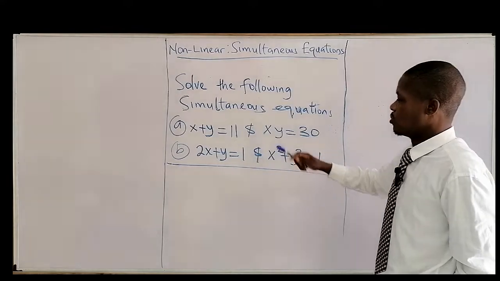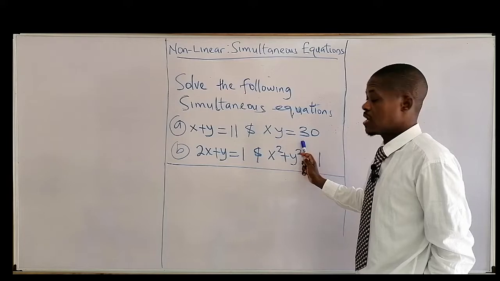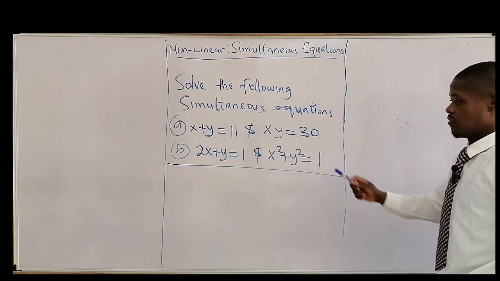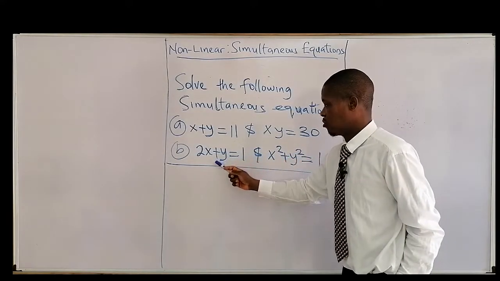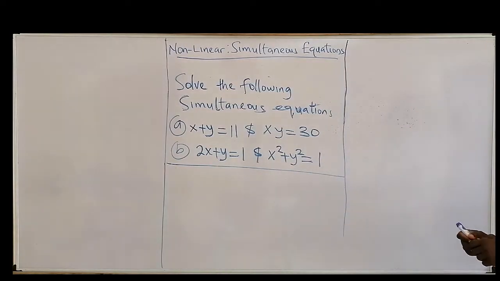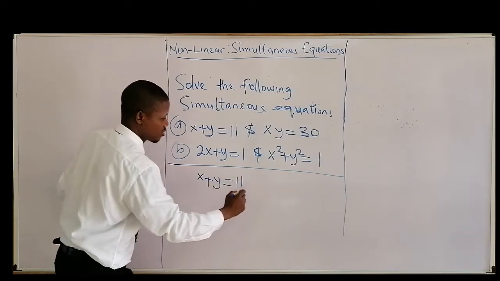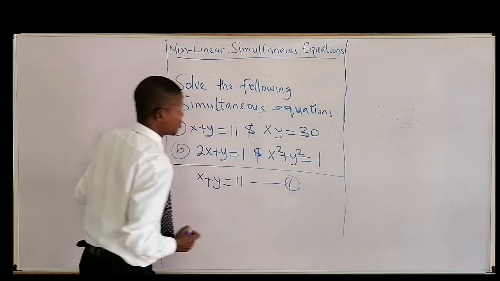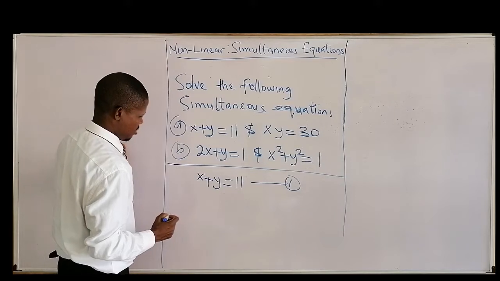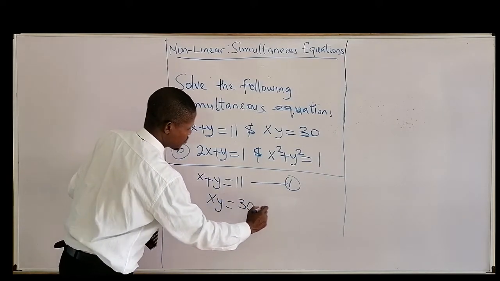So in this case, one of the equations is linear and the other one is not linear. The B part also, this is linear, this is not linear. Let's see how we solve this question. x plus y equal to 11, call this one equation 1, and then xy equal to 30, equation 2.